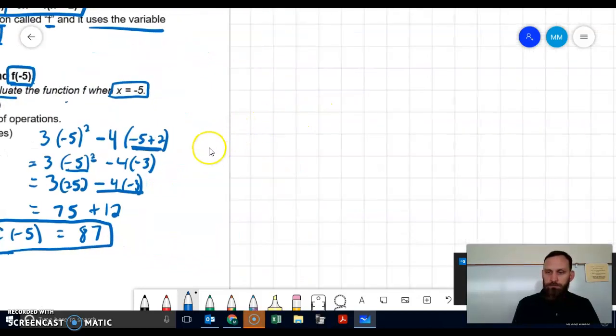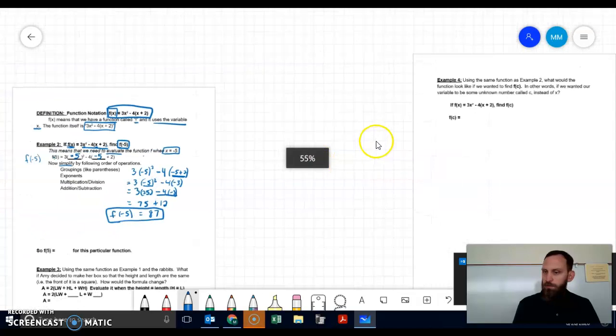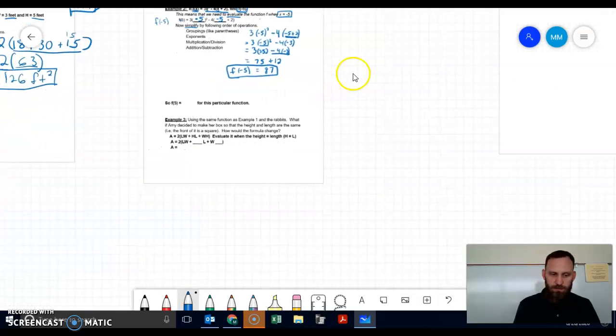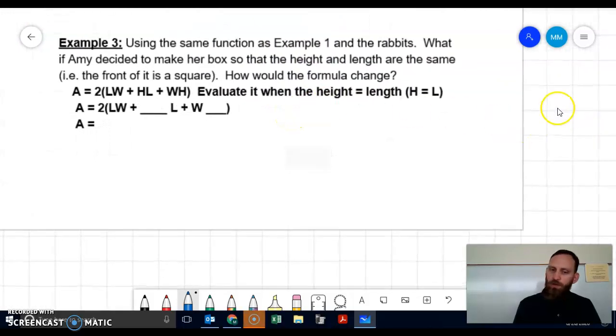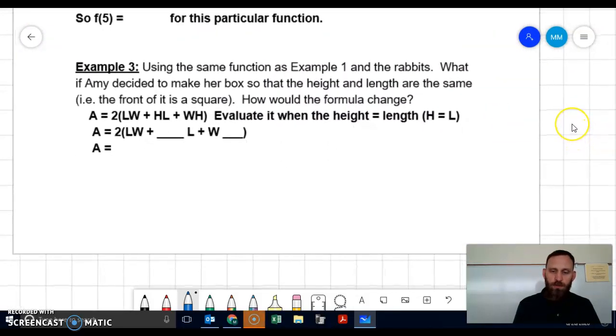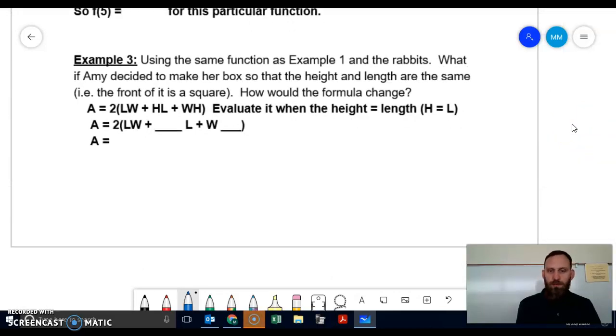Okay. Now we're going to take a look at one more aspect of this, as soon as I find it. There are instances where we are going to use no numbers, but we're going to use variables with other variables. So example 3 is going to harken back to example 1's formula, the surface area that we just did. But what happens if they want to make the height of the box exactly the same as the length, so that the front of it is a square? So in that case, h is equal to L.